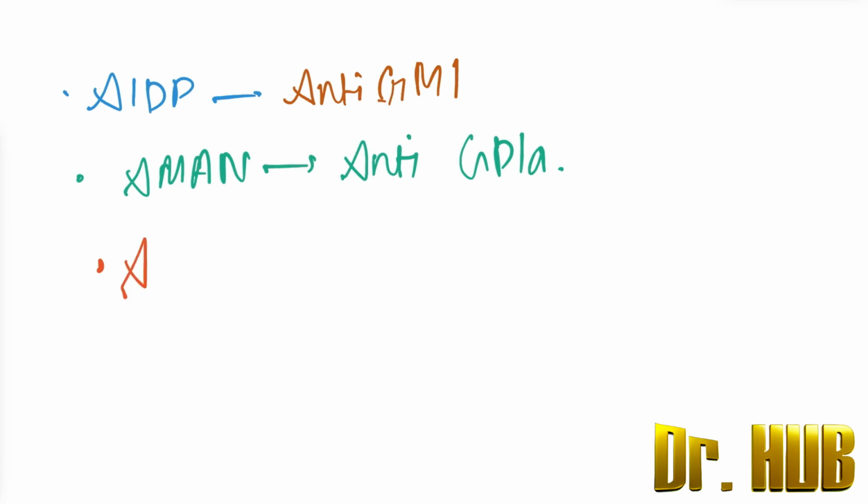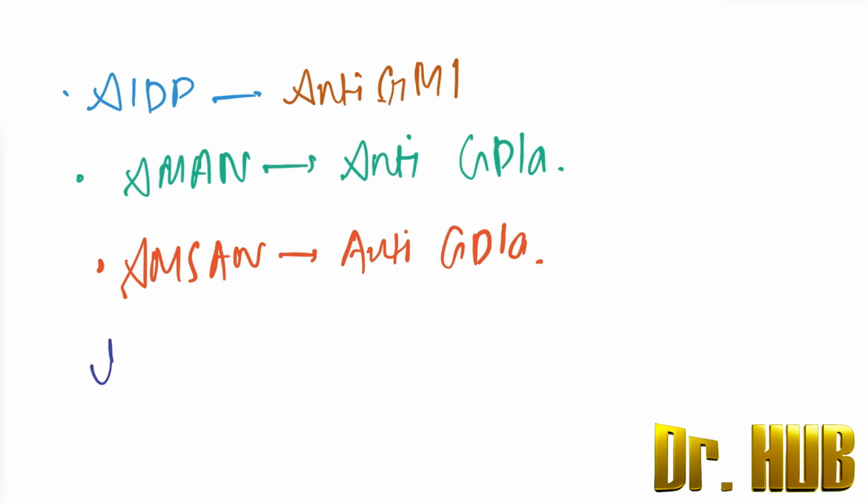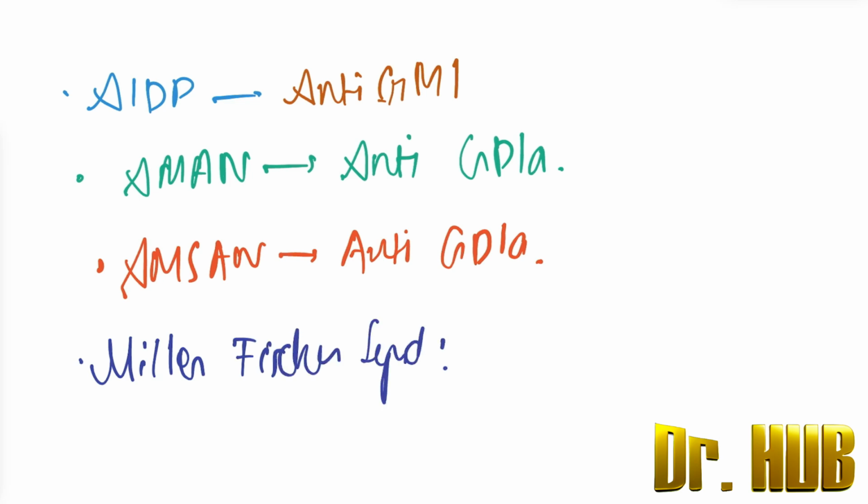And then there is AMSAN. AMSAN is anti-GD1a again. Then comes Miller-Fisher syndrome. The Miller-Fisher syndrome has the anti-GQ1b antibody.